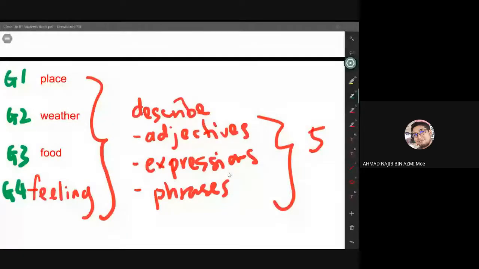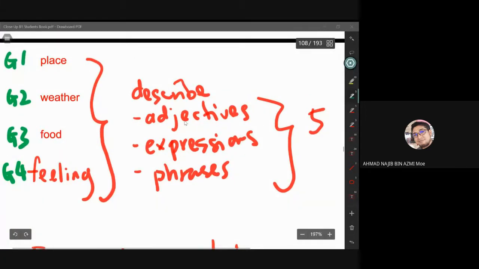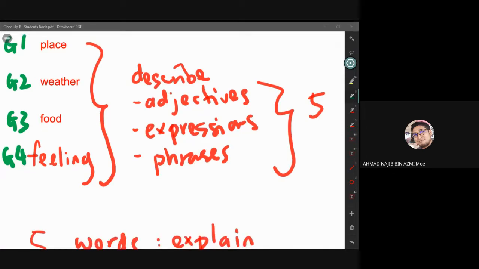Okay, everybody is coming back. I'll have to keep my camera off because my battery is critically low at the moment. So I informed you after I sent you to your groups that each group should only be doing one thing. So group one was on place, group two weather, group three food, and group four on feeling. So let's start with the first group first. What 5 words did you find to describe place? Group one. Who will be representing group one?